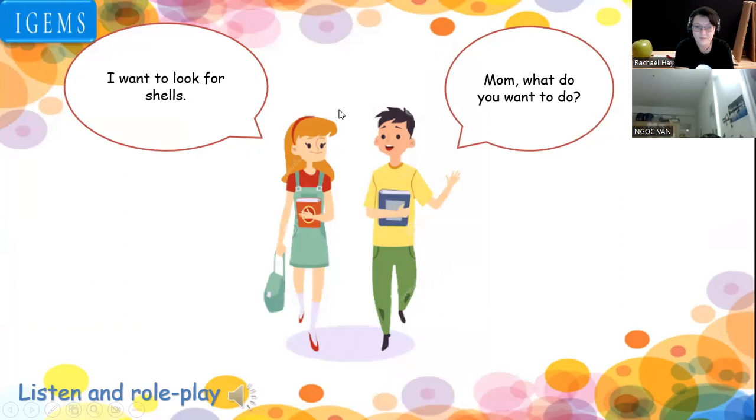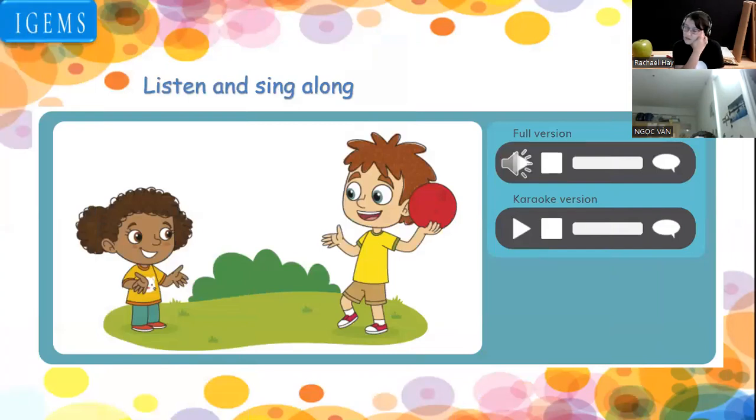I want to look for seals. Mom, what do you want to do? Good. What do you do at the beach? Do you look for crab? Or do you build sand castles? Tom, what do you do at the beach? Do you jump in the waves? Do you build sand castles? It's difficult. I know, difficult. Okay, but what do you do when you go to the beach?